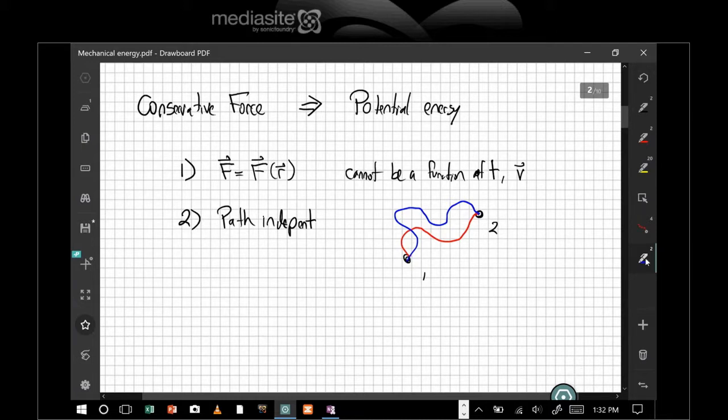We can write that in mathematical terms: the work from 1 to 2 is independent of any path I choose. What that also means is that if I take a path and go from 1 and make a closed path, the work done for any closed path is 0, because I start off and stop at the same place.